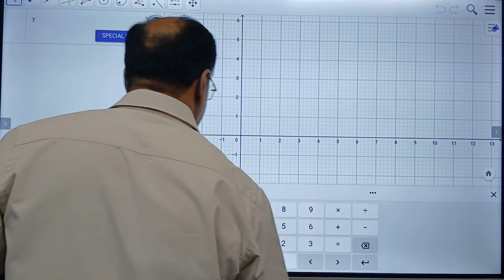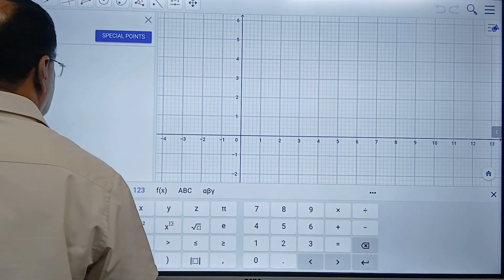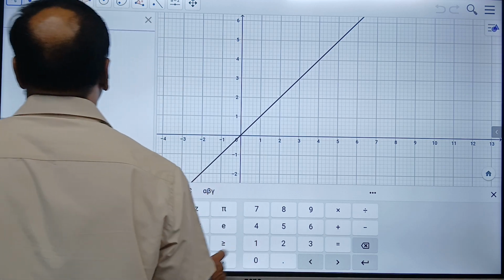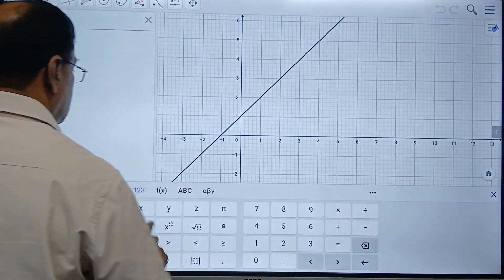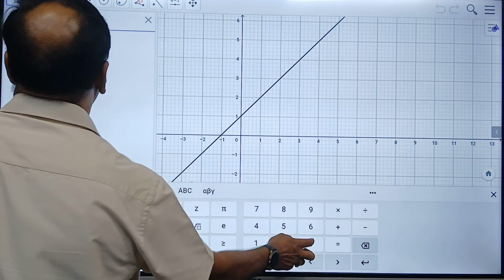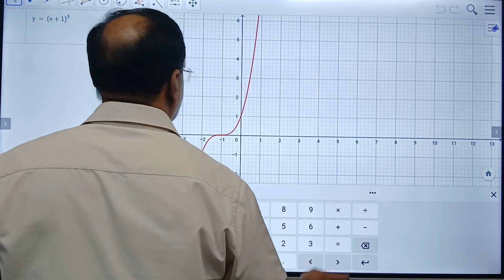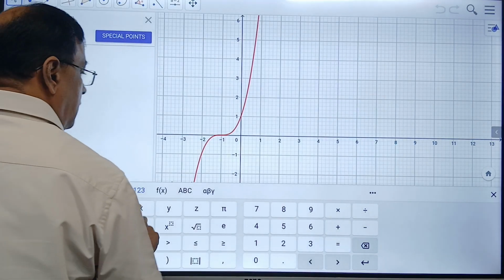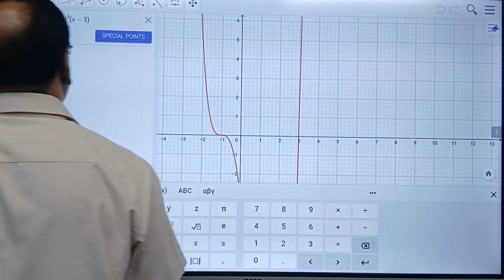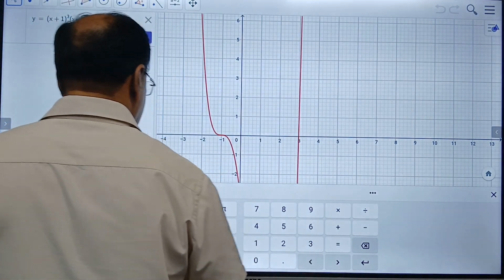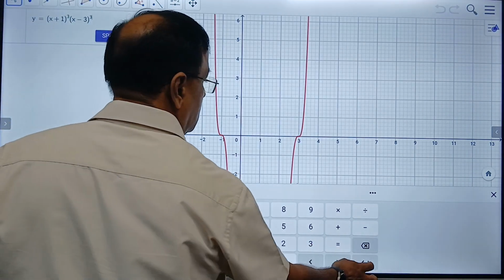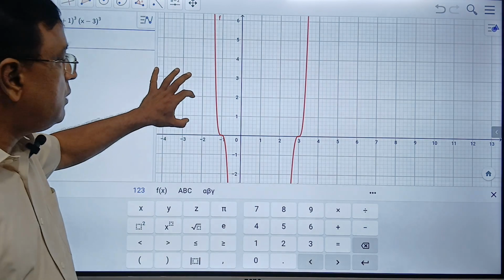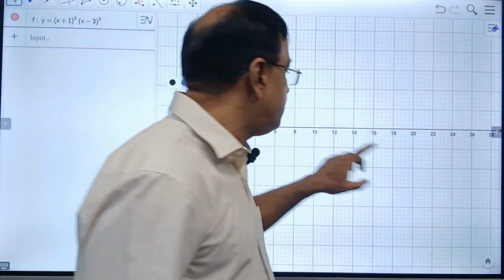It is x plus 1 whole cube, x minus 3, right? Then it is x minus 3 the whole cube. Okay, great. It's a very beautiful graph. Look at this graph very carefully.